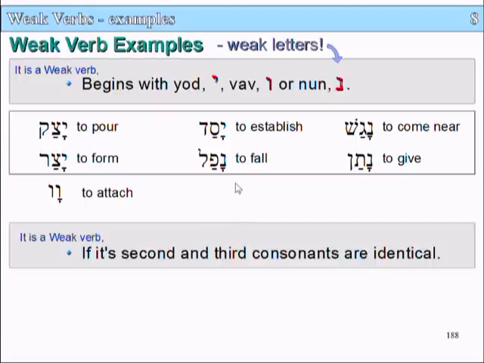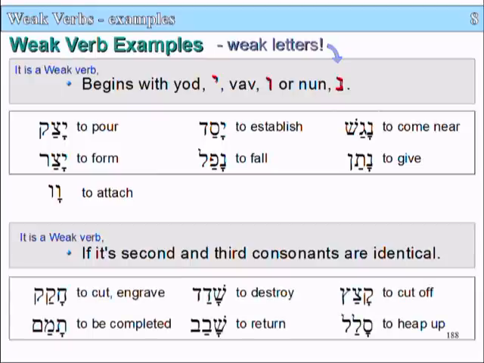Okay, some more examples. It is a weak verb if its second and third consonants are identical. For example, chakak, to cut or engrave, has two kufs at the end. Tamam, to be completed, has two mems at the end. Shadad, to destroy, has two dalats at the end. Shavav, to return, has two bets at the end.